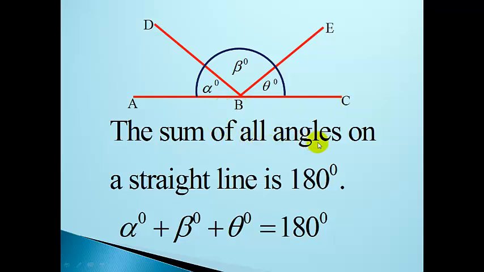The sum of all angles on the straight line is 180 degrees. And because the angles on the straight line are alpha degrees, beta degrees, and theta degrees, when we add the three angles, it is equal to 180 degrees. Why? Because the sum of all angles on the straight line is 180 degrees. And therefore alpha degrees plus beta degrees plus theta degrees is equal to 180 degrees.